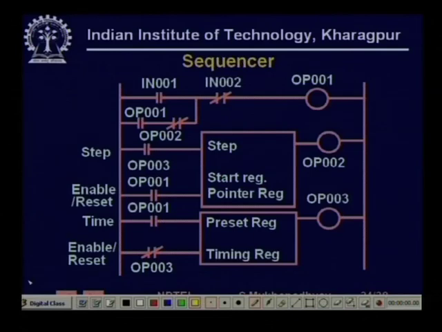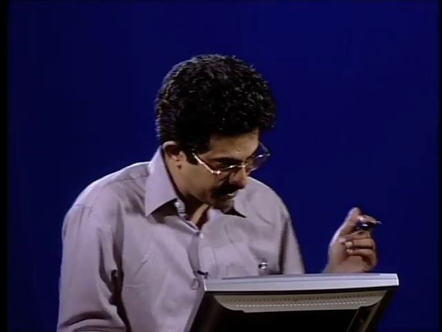There are some special instructions in the PLC RLL programming language. For example, this is a sequencer. A sequencer is a block which can be separately programmed and which executes a sequence of steps every time it is excited. So, let us see what is happening here.